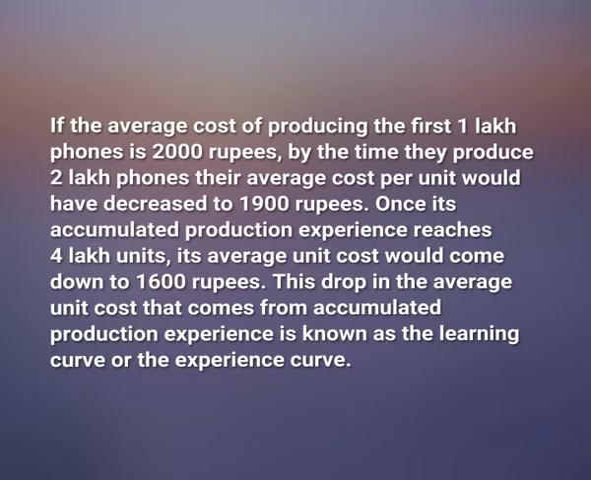If the average cost of producing the first 1 lakh phones is 2,000 rupees, by the time they produce 2 lakh phones, the average cost per unit would have decreased to 1,900 rupees. Once its accumulated production experience reaches 4 lakh units, its average unit cost would come down to 1,600 rupees. This drop in the average unit cost that comes from accumulated production experience is known as the learning curve or the experience curve. A downward sloping curve has great significance for an organization.